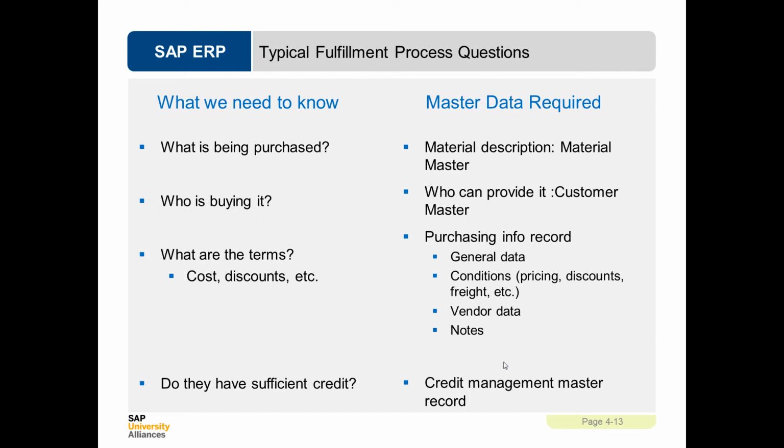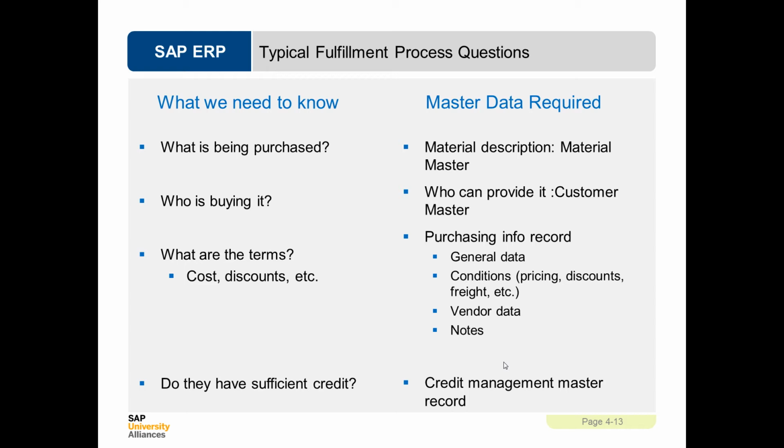Now, when I'm discussing the fulfillment process, I like to focus it on what I call typical process questions. What do we need to know, and where are we going to get the information? Well, first thing we need to know is what is being purchased. And for that, we're going to rely on the material master to provide that information. Who is buying it? Well, there we're going to turn to the customer master. What are the terms and conditions? For example, the cost, discounts, shipping data, etc. That's going to be part of the purchasing information record.